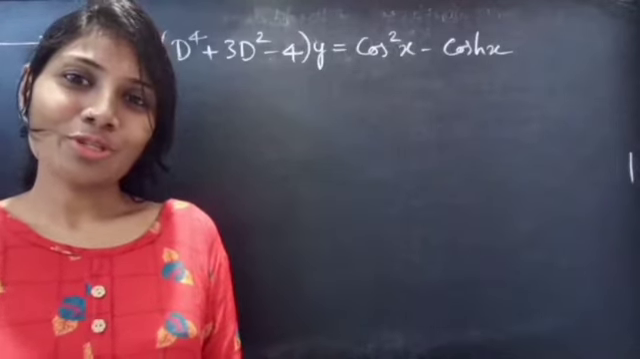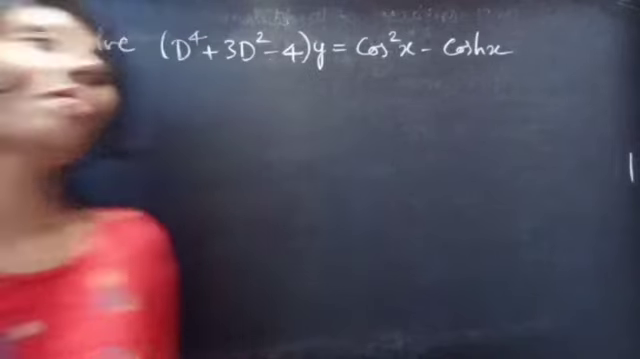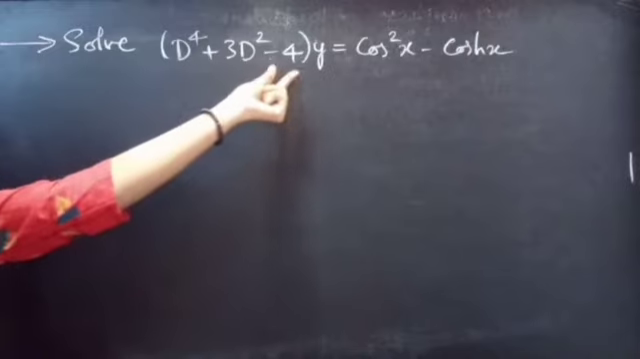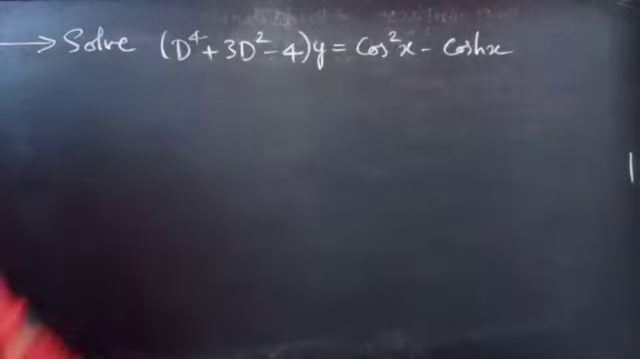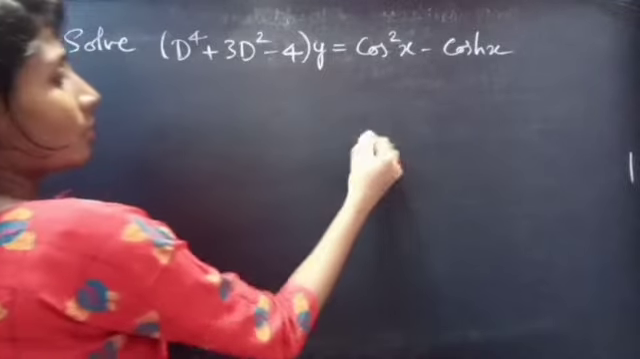In this video, we are going to solve a differential equation from higher order linear differential equation. So let's get going. Problem: solve (D^4 + 3D^2 - 4) y = cos^2 x - cosh x. Firstly, let's find the order and degree of the given differential equation.